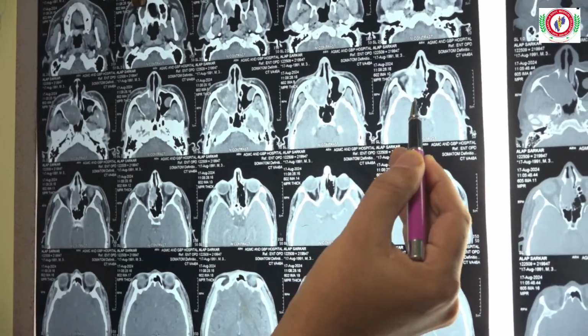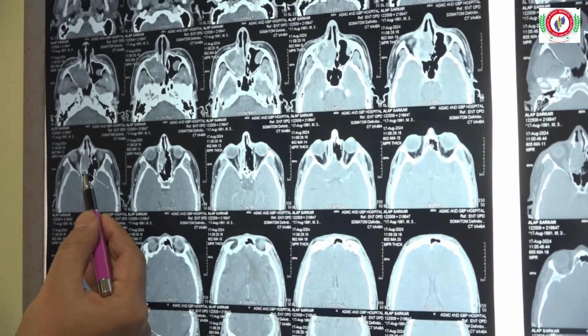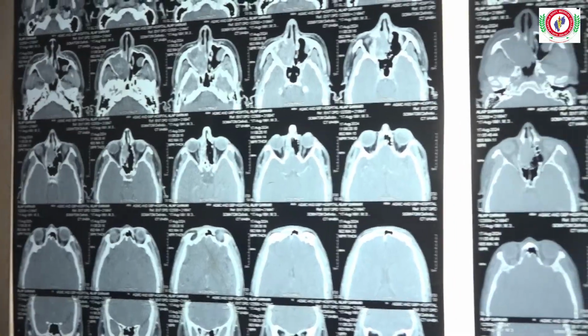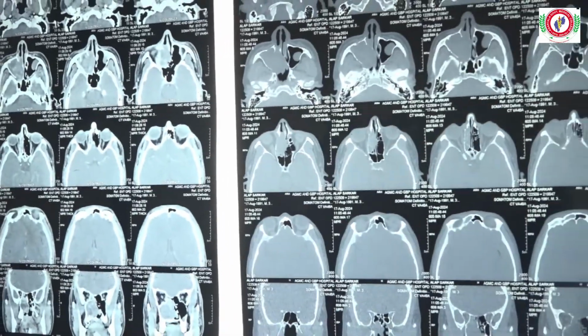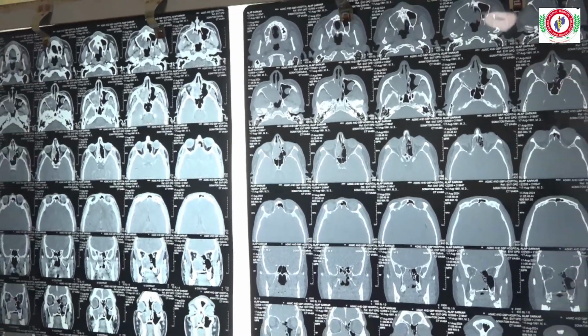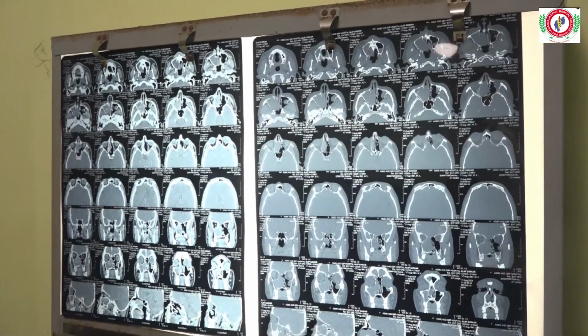Similarly, if we see the axial cuts, from inferior to superior, you can see from the floor how it is eroding the medial wall, and it is completely eroding there. See how it is going again towards the orbital apex and the posterior ethmoids.